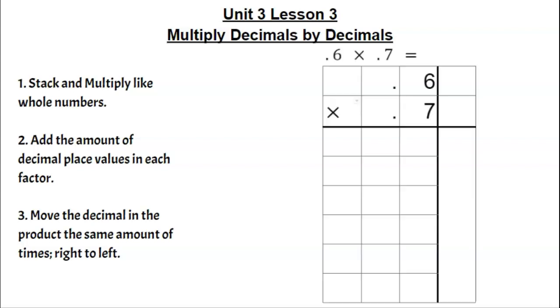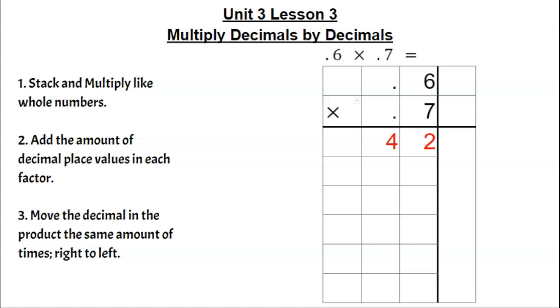Let's practice. If we have 6/10 times 7/10, we just so happen to stack the decimals here only because they each have the same amount of place values behind the decimal. So we stack the numbers and we multiply like whole numbers. 6 times 7 is 42.